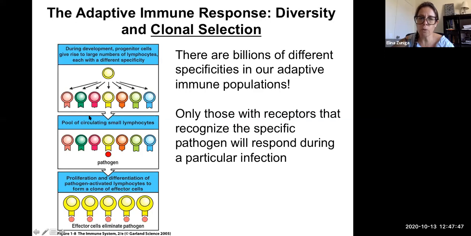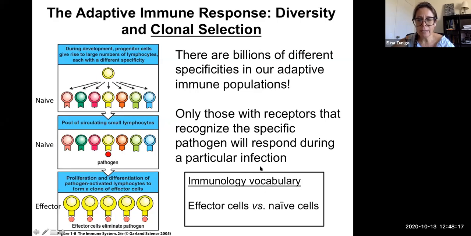So we will learn in lectures 6 and 7 how this great diversity in specificity of the receptors of the adaptive immune cells is generated during development. Is that okay, Ben? Okay, any other question? Okay.